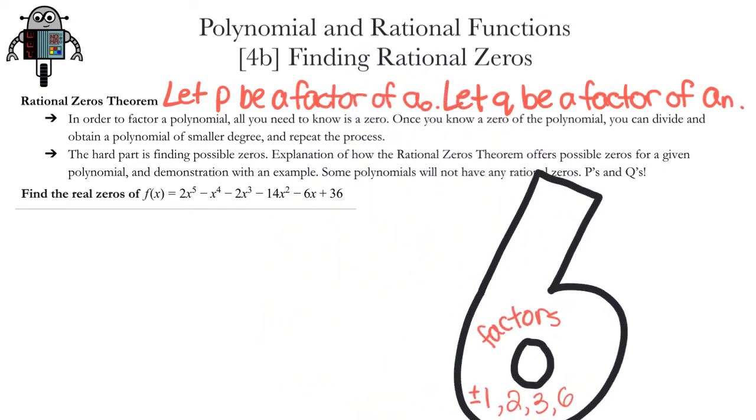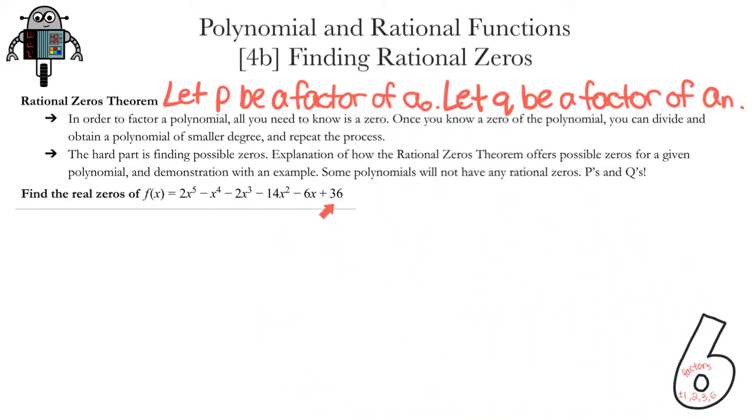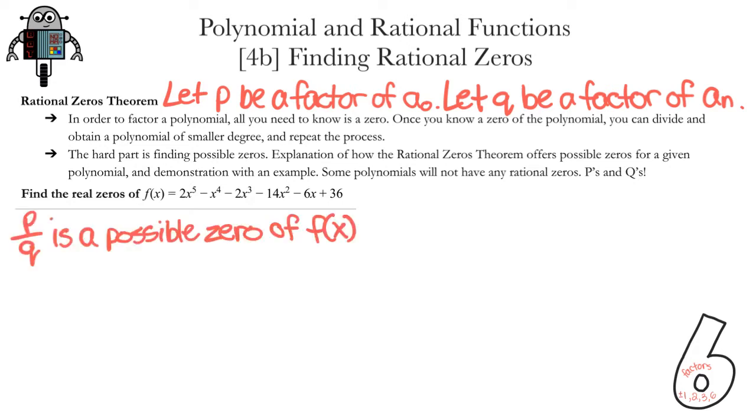If a sub 0 is 36, like the example we're about to do, p can be a lot of numbers. The second thing that the Rational Zeros Theorem says is that p divided by q is a possible zero of a polynomial function. That means we divide the factors of a sub 0 by the factors of a sub n to get the possible zeros of the polynomial function. So let's try it out for this quintic function, f of x.